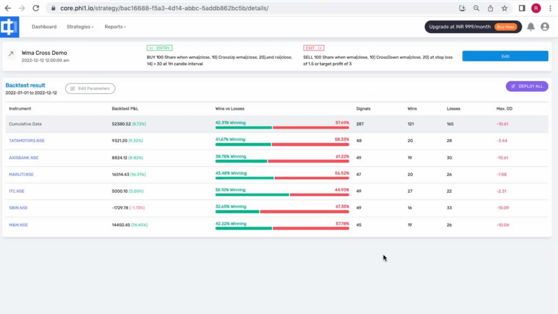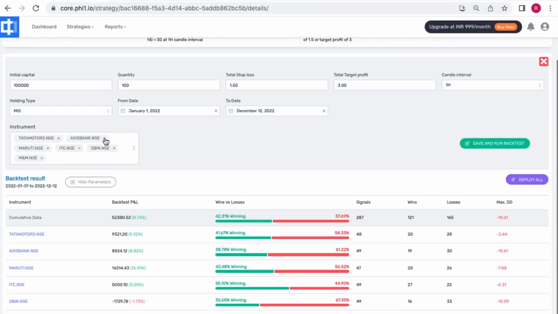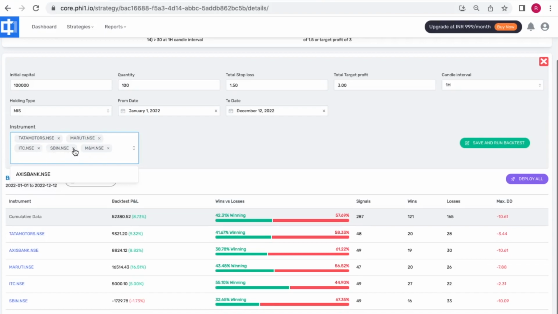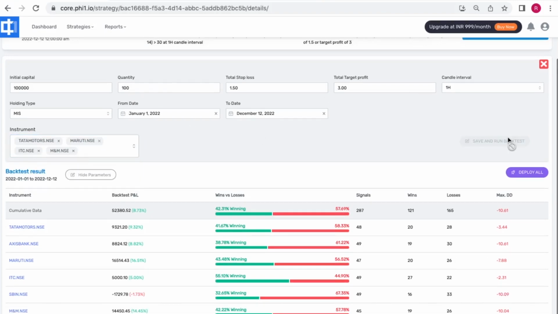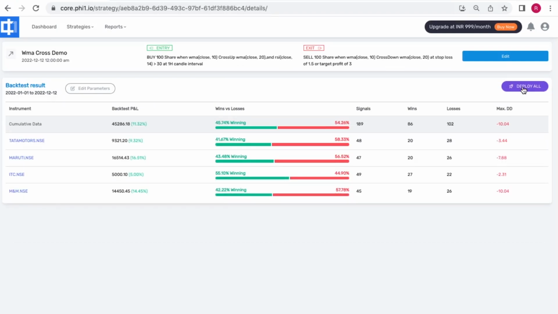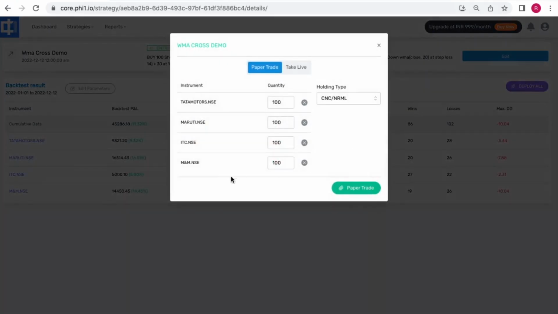Alright. Looks like Tata Motors is giving a decent PNL with a decent win rate. So is Maruti. ITC is also giving a decent PNL and win rate, and so is M&M. I'm going to get rid of SBI and Axis because they're not really giving me desired backtest results, and going to stick to the rest. Okay, now I'm going to go ahead and deploy these.